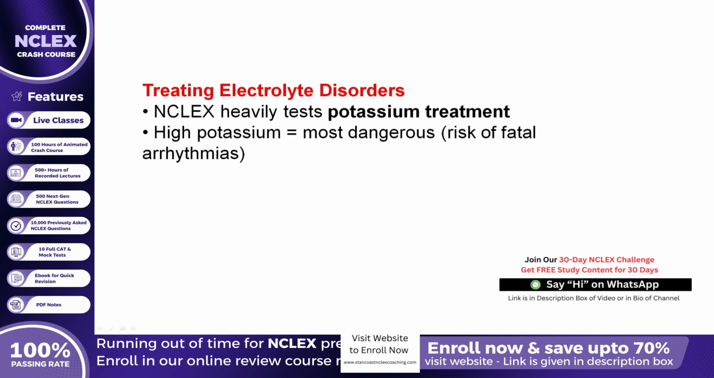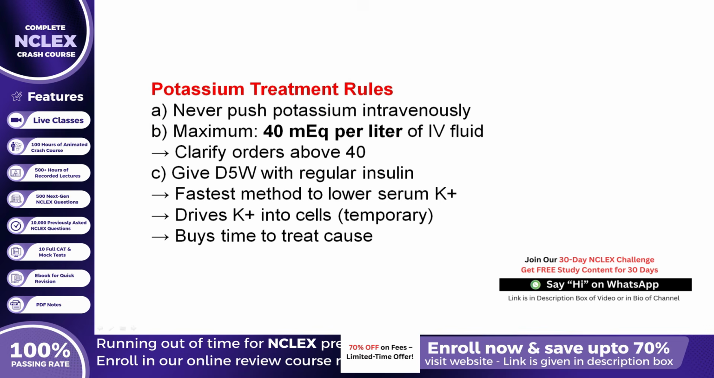When we talk about treating electrolyte disorders, NCLEX heavily tests potassium treatment because it is one of the most critical areas for client safety. High potassium is the most dangerous imbalance because it places the client at immediate risk for fatal arrhythmias. Now, let us review the potassium treatment rules, starting with the fact that you must never push potassium intravenously. The maximum amount allowed is 40 milliequivalents per liter of intravenous fluid, and you should always clarify any orders that go above 40.